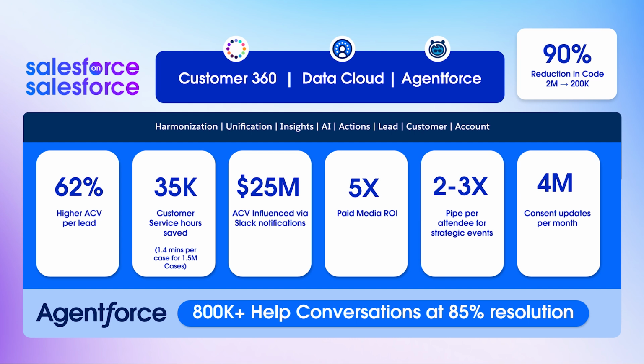Our email campaigns and events are performing significantly better. By inviting the right individuals based on this unified data, we have experienced a 2 to 3 times improvement in pipeline and deal value from attendees compared to previous approaches. Beyond revenue and efficiency, Data Cloud is also critical for maintaining trust and compliance. We are now processing over 4 million consent updates every month, ensuring we are consistently honoring our customers' preferences globally, all thanks to this single source of truth.